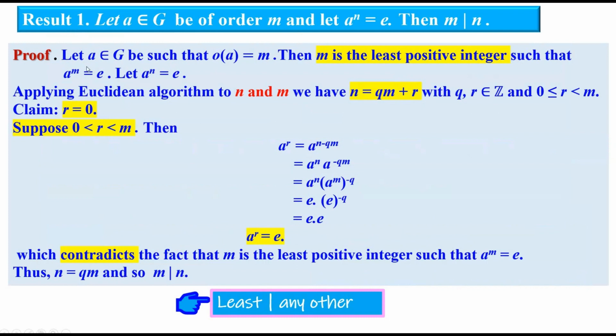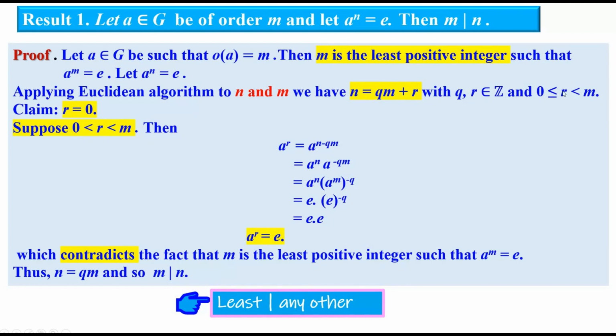So in the first result, this is what we have. We have A in G such that order of A is m, which means m is the least positive integer for which A power m is the identity element. We shall consider A power n to be E. Now we shall apply the Euclidean algorithm to n and m, so that you can find two more integers q and r with r lying between 0 and m. R can take the least value 0, or r should be less than m. This is the Euclidean algorithm. But here what we claim is r must be 0. So suppose we have this to be true with 0 less than r less than m. Two conditions are there.